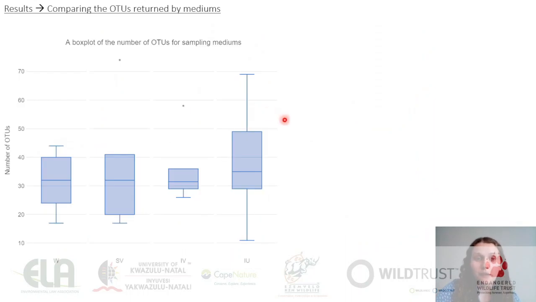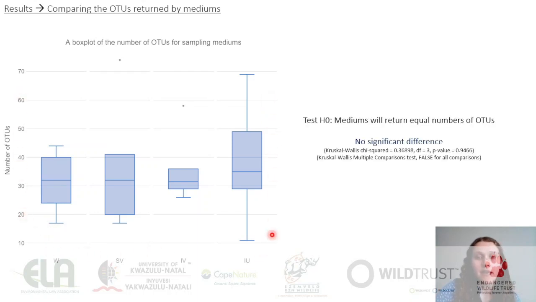To explore that further, here's a box plot of the number of OTUs for the 4 mediums at 6 sites. And to determine whether the mediums returned equal numbers of OTUs, I performed a Kruskal-Wallis chi-squared test and found no significant difference. Therefore, the null hypothesis is not rejected.